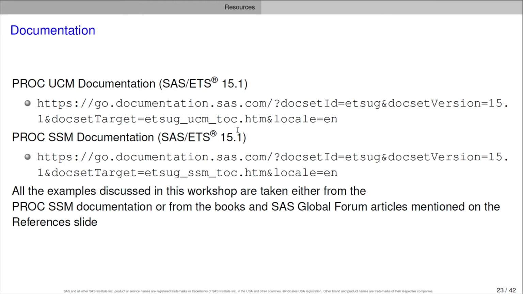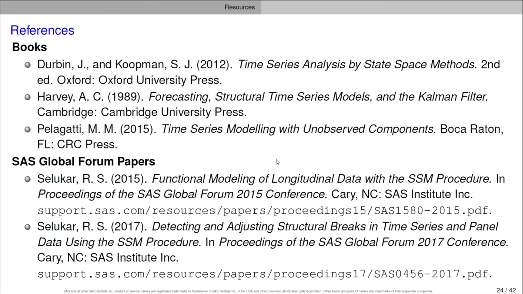Okay, so let's go next. In this references section, I have listed the books that have greatly influenced the development of this procedure. For example, the first book by Durbin and Koopman contains a rigorous treatment of linear SSMs in the first part. Its second part deals with more general SSMs, like nonlinear or non-Gaussian SSMs, which we are not going to discuss.